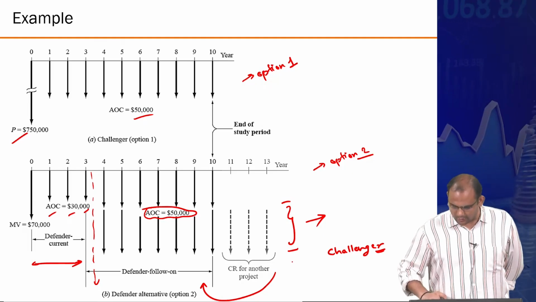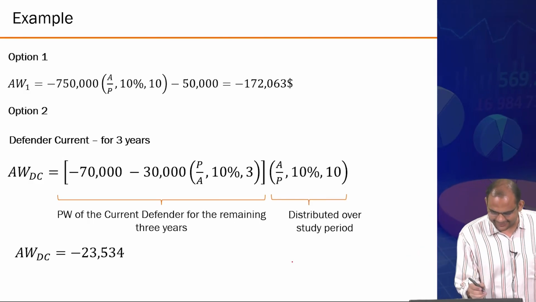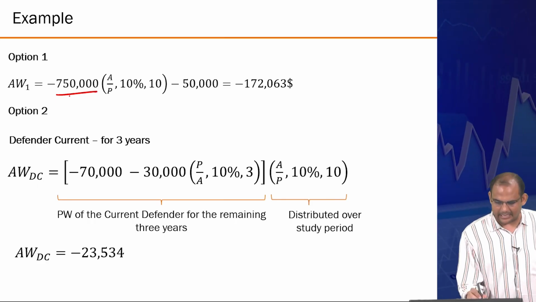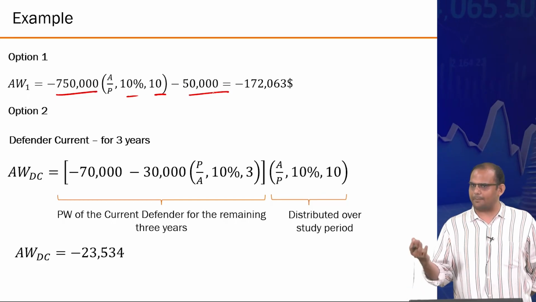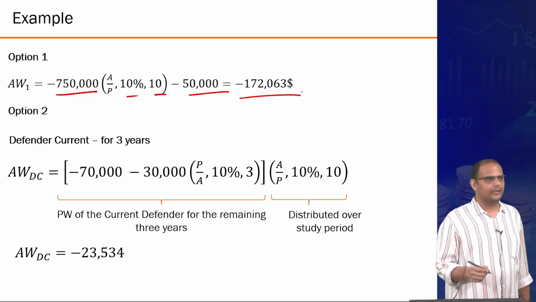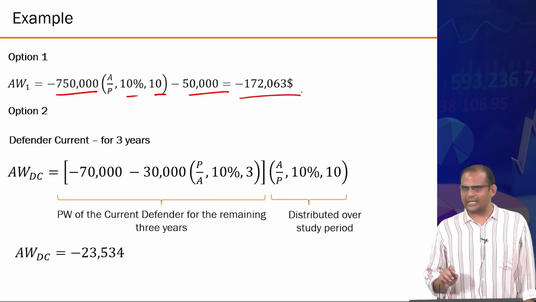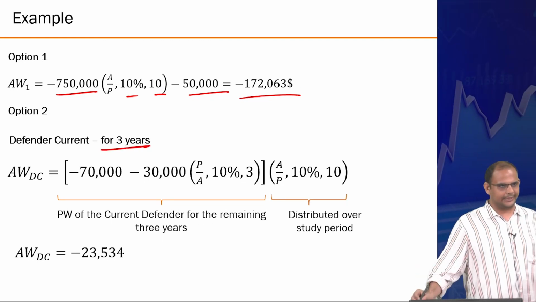Okay. Option 1, pretty simple. I think the easiest question that you have seen so far. 750 A by P, 10%, 10 years, 50,000 is the annual operating charges. The total AW for option 1 on a 10-year timeline is minus 172. Clear? Option 2, Defender for 3 years.